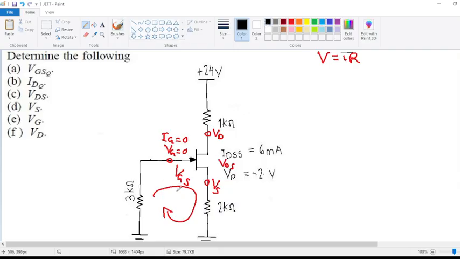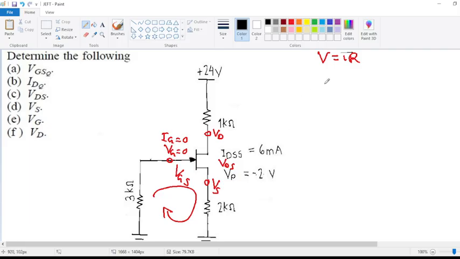So according to this loop here, for us to calculate the voltage at this point here, we are going to multiply the current at this point together with the given resistor, which is 3K ohm. Okay, then at this point here, we have IG equals to 0. Then for the voltage at this point here, since we have Ohm's law, V equals to IR, we will multiply the current that goes through this source, which is the IS, by the given resistor, which is 2K ohm.